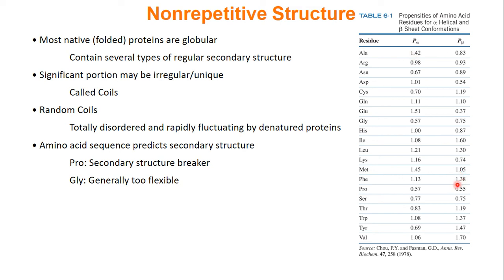Phenylalanine is common, so is isoleucine in your beta sheets, but tyrosine as well.